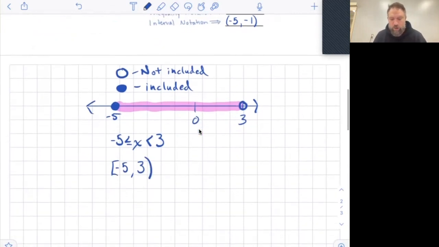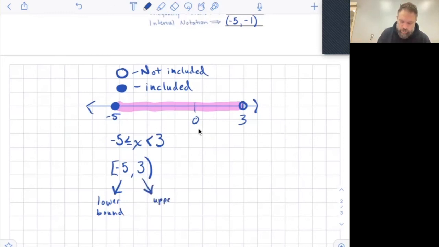All right. Now, very important, just a reminder, you always want to put the lower bound on the left and the upper bound on the right. Just like a number line, you start with lowers on the left, uppers on the right.